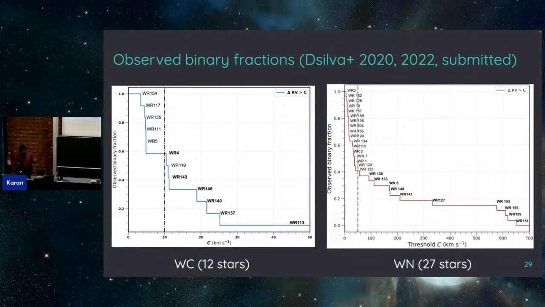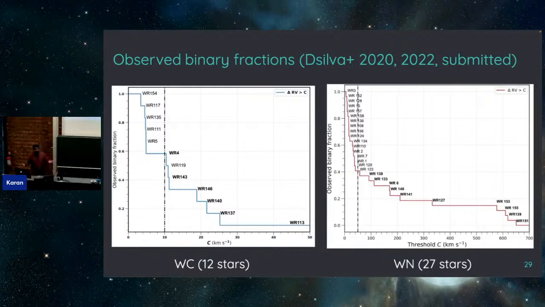Now, suppose my star has moved, let's look at this one, WR137. It's moved about 25 kilometers per second. And I say, okay, my star has moved 25 kilometers per second over the 3 years that I've looked at it. Does that mean that this motion, this velocity that I measure, is due to the fact that it's in a binary system or not?